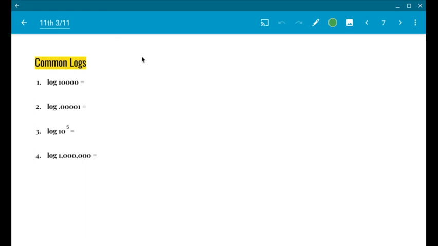So pause the video, answer these questions, and then hit play when you're ready, and we'll compare our answers. I almost forgot. These are common logs, which means there's no base given. And when there's no base given, we can always assume that our base is 10. So that might be a little bit useful.